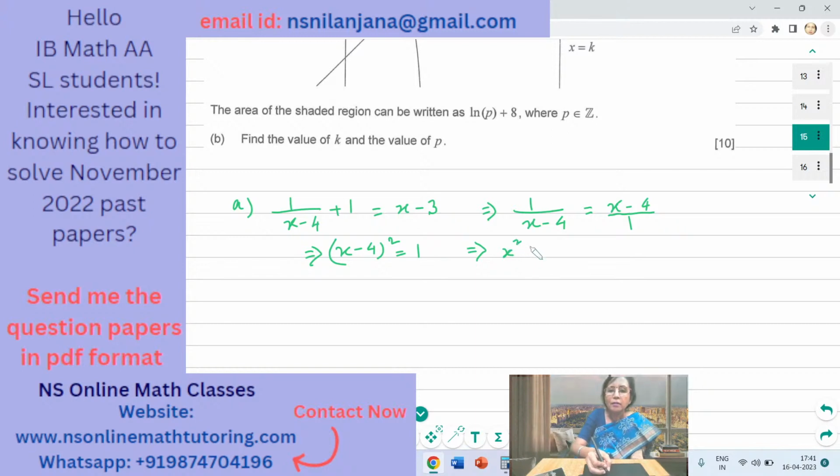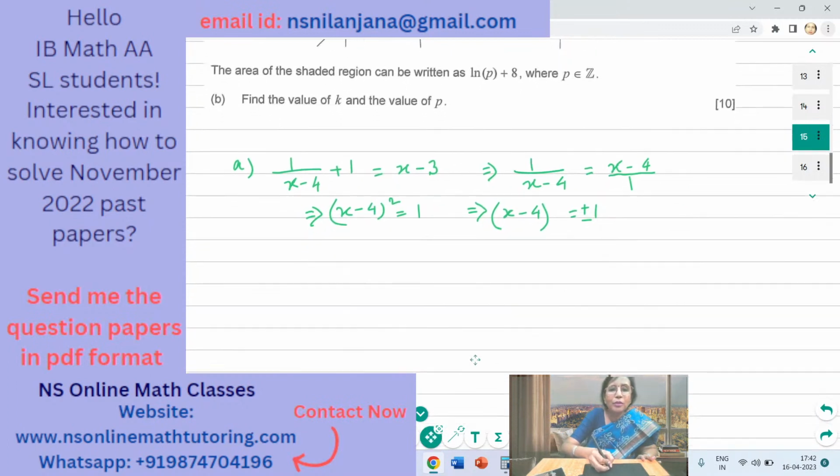Why should we be expanding? Let us not expand. x minus 4 whole square is equal to 1, that I have written. So we are taking the square root of both the sides, so x minus 4 will be plus minus 1. One way is to expand the x minus 4 whole square. It will be x square minus 8x plus 16 equal to 1. Okay, let me show you both.